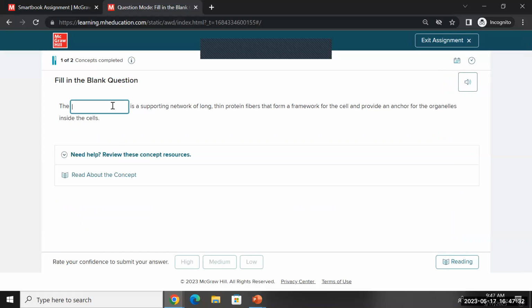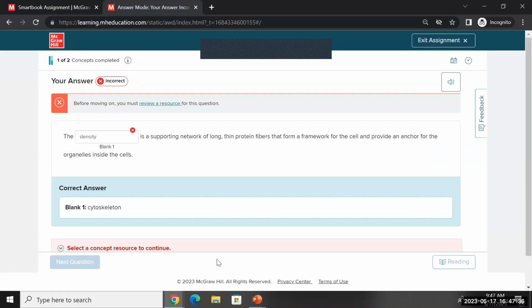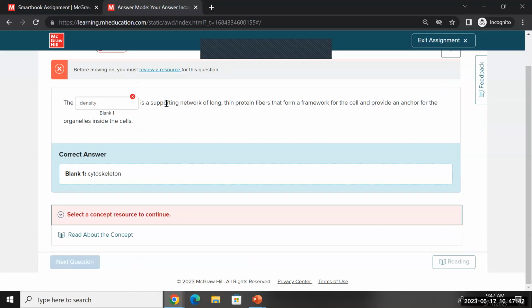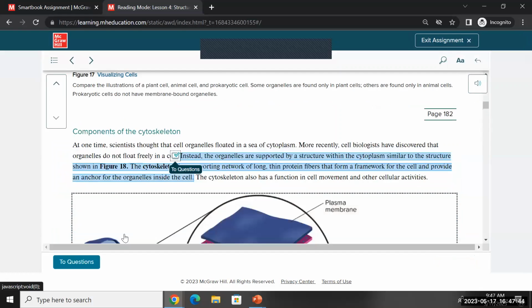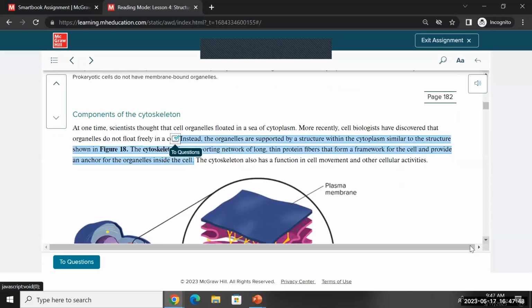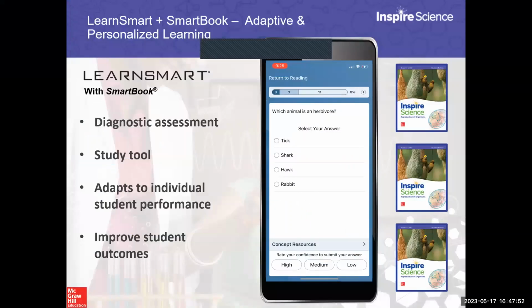And how about this? I'm just going to say something totally off, like density. Oh, got that correct. Notice what it says. Before moving on, you must review this resource. And so I am forced to go back into that content and get additional support. Okay. So it is reading and continual assessments that creates this SmartBook experience.